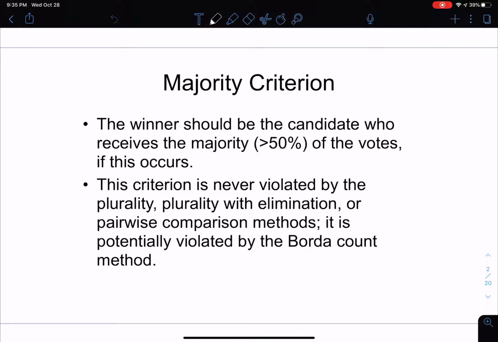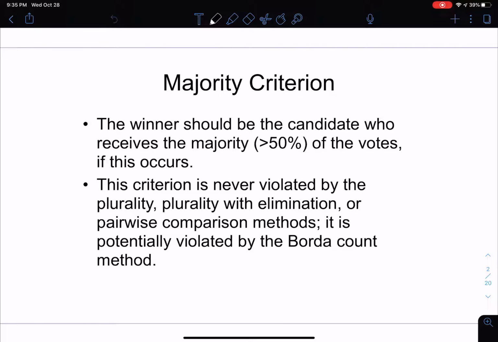But Borda count is the one that potentially violates this. It is possible that the person who has the majority of votes may not win by the Borda count method. It all depends on the rankings, not just how many first place votes there are, but how many second place votes. You could have a candidate with a lot of second place votes, which might bump them up in Borda count to be the winner, even though they didn't have over half of the first place votes. So that's where this is potentially violated.